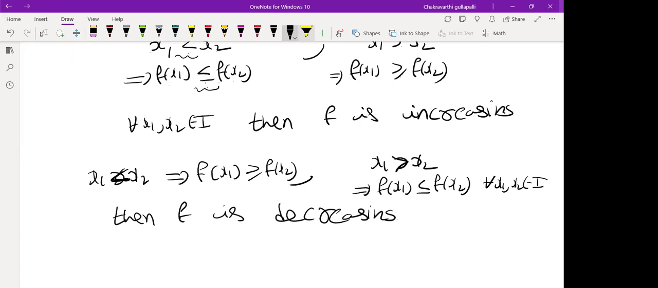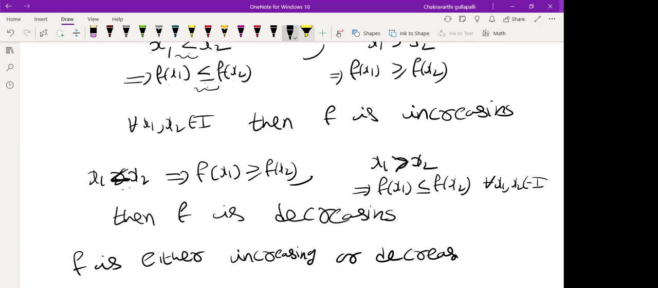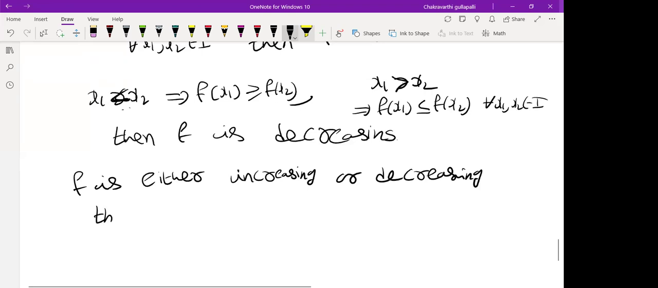Monotonically decreasing. Because they are going in the opposite direction, earlier it was the same direction. If they go in the same direction, increasing, then when one is greater, the other is also greater. If it is less, we are getting less, and in the opposite direction, if it is greater, we are getting less. If it is less, we are getting greater. Then it is decreasing. If f is either increasing or decreasing, then f is monotonic.